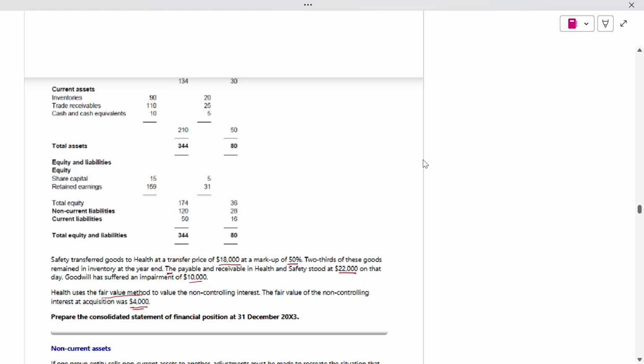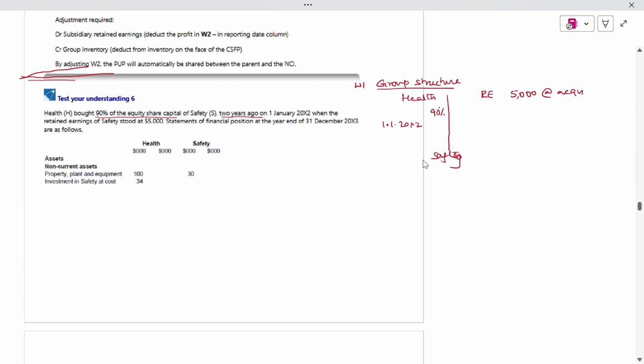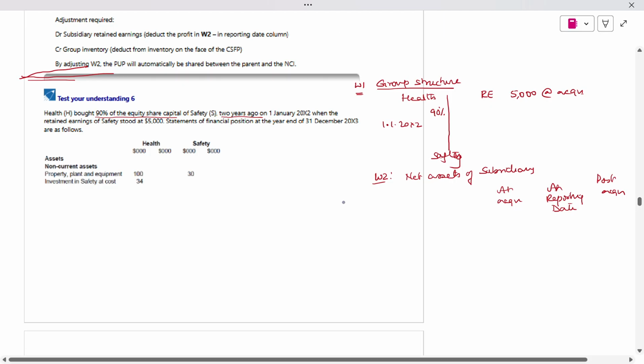What do we have to do first? Are we clear about this? Yes. The first one, okay, simple. What is the second one? Net assets. Net assets of subsidiary, at acquisition, at reporting date, post acquisition. You don't need revision for that, trust me. That much we became perfect here.